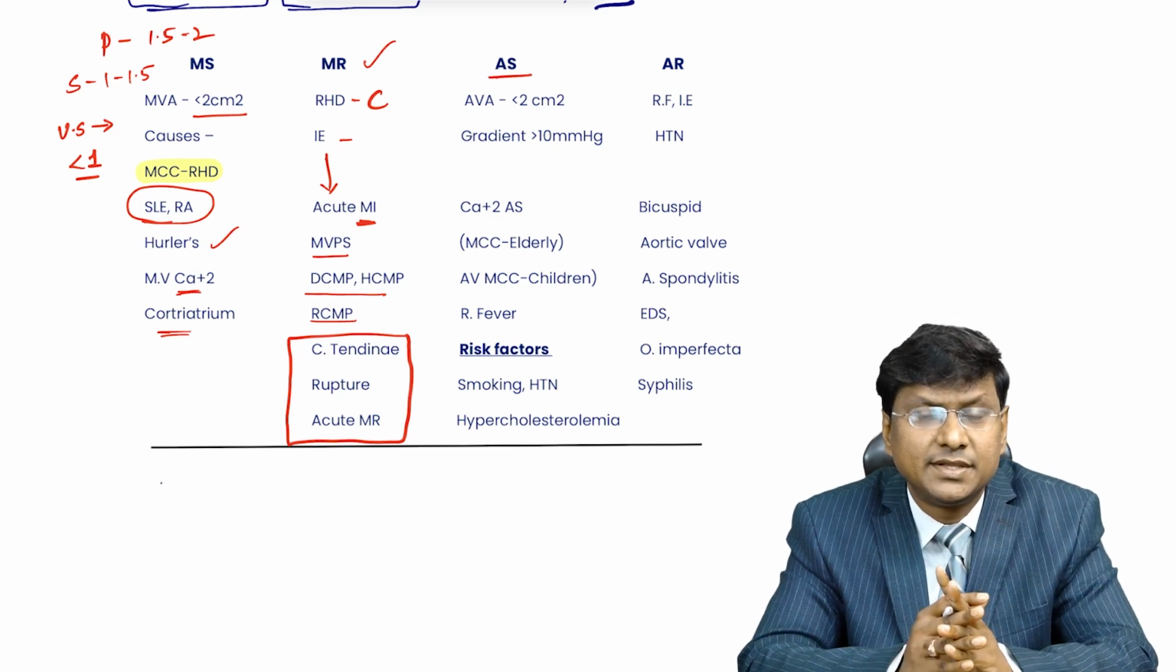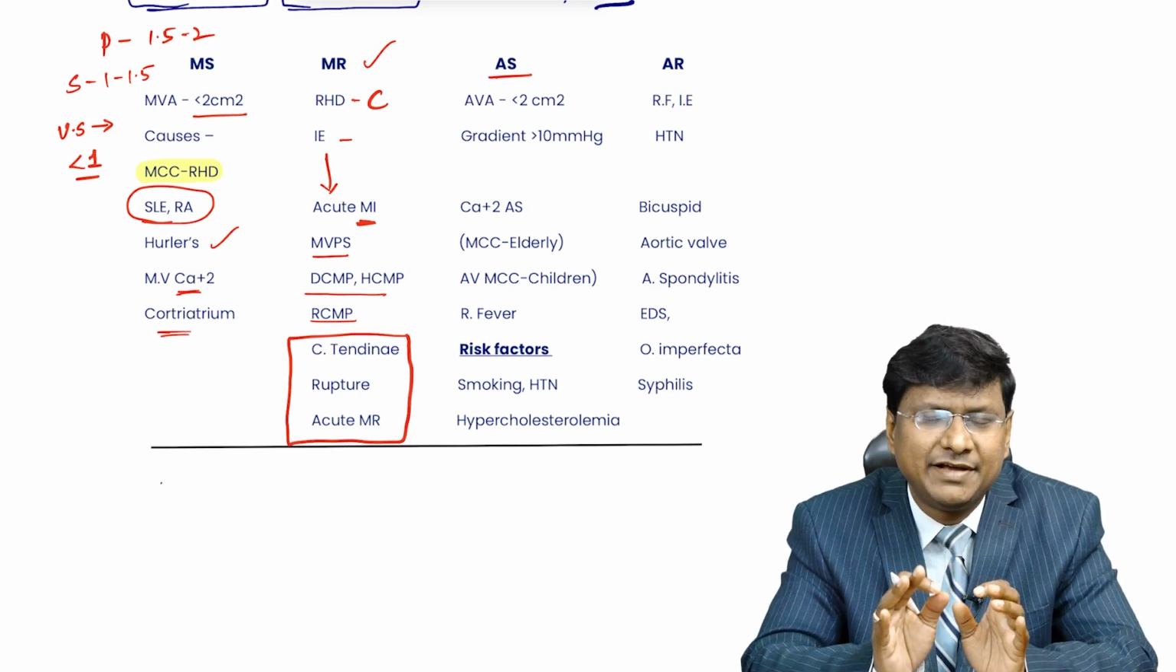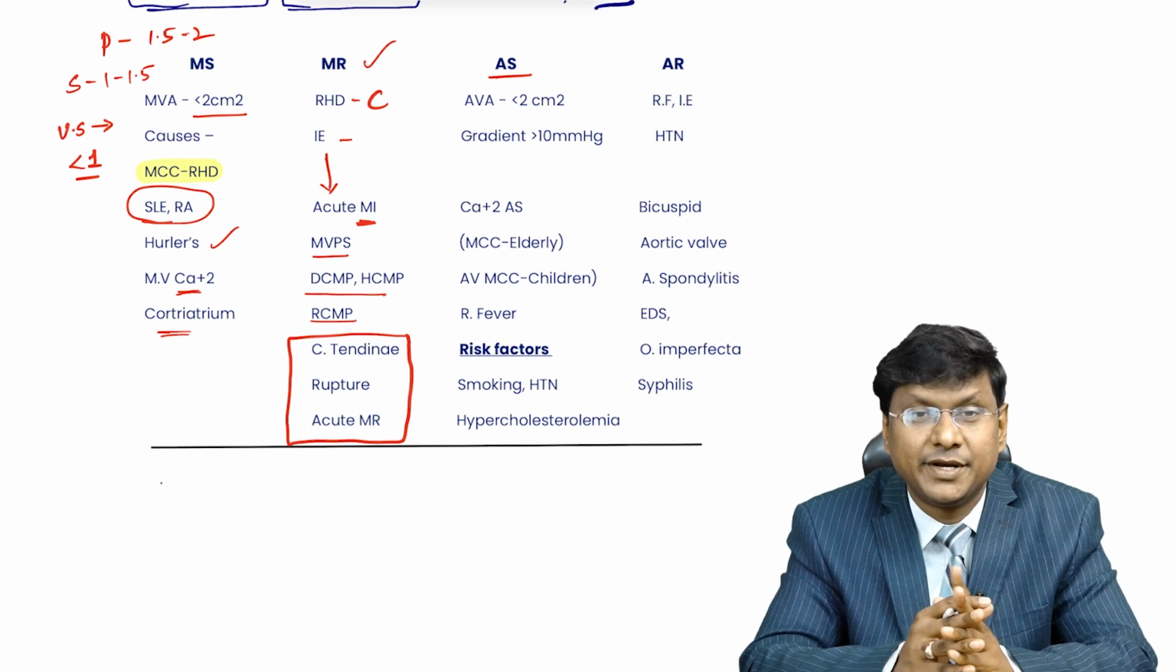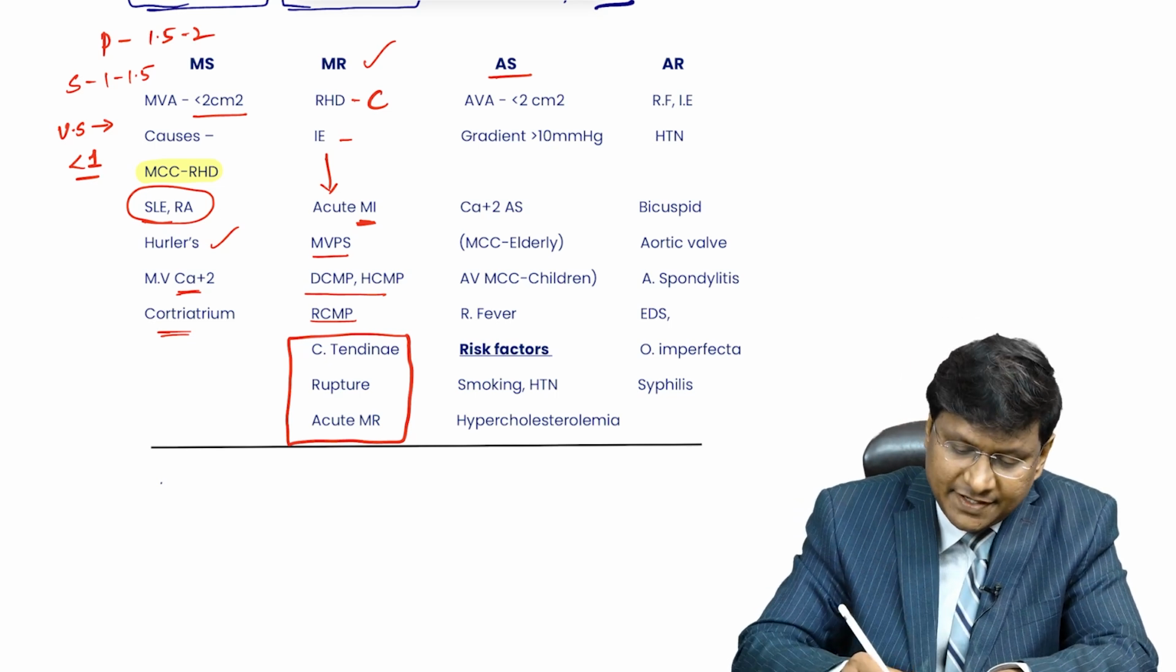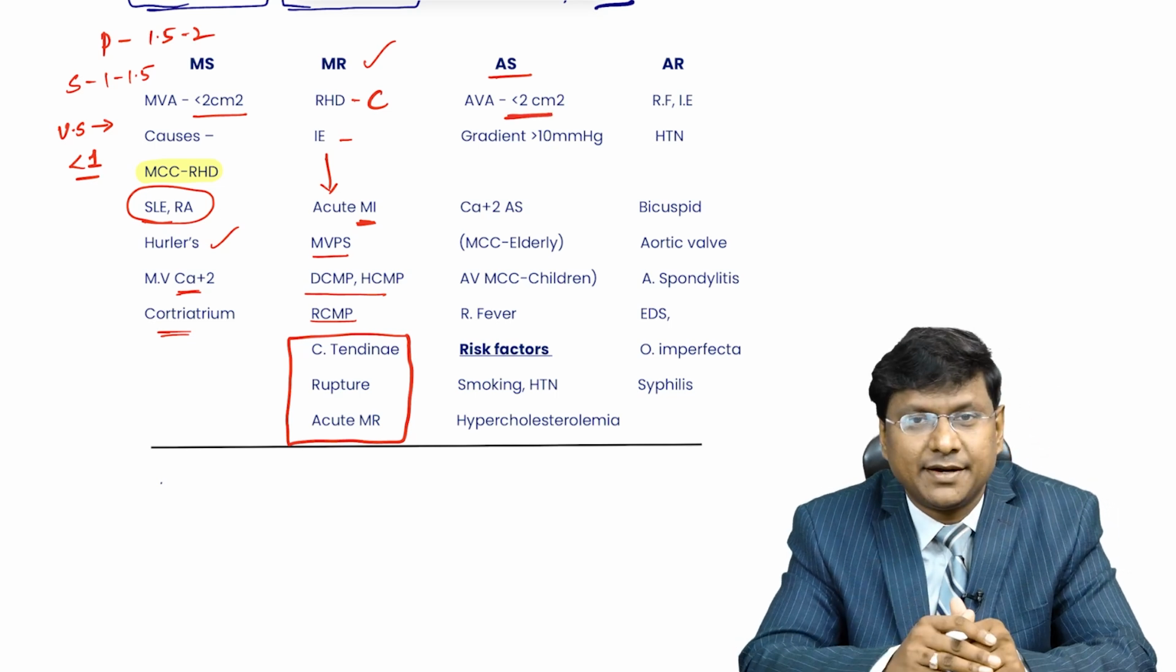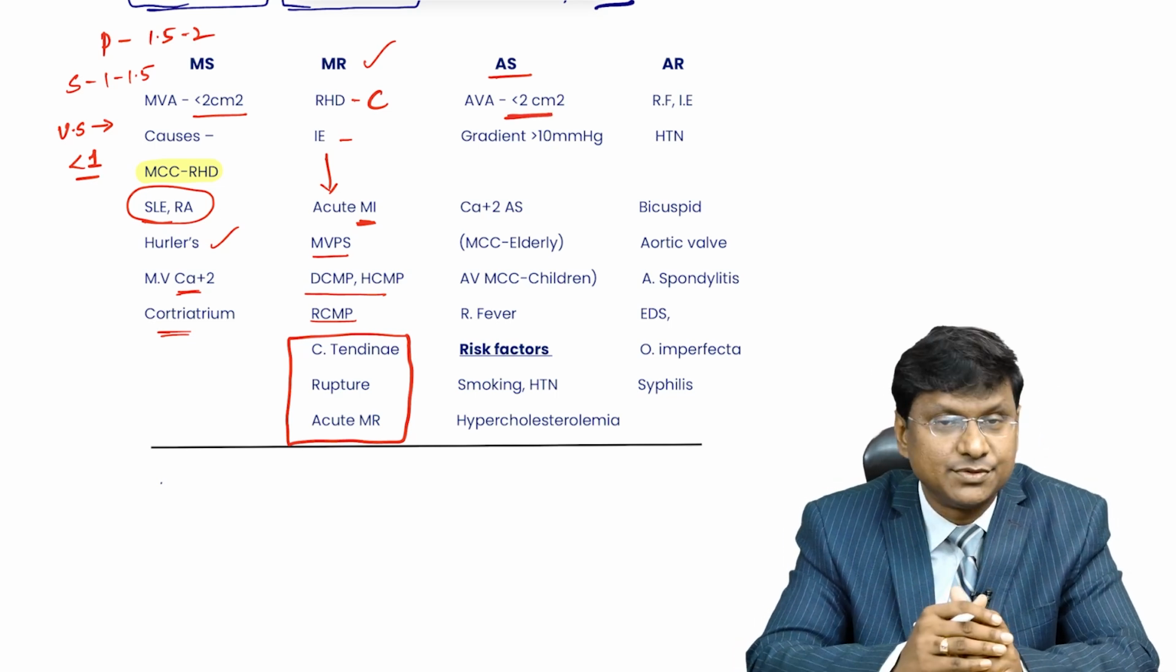So aortic stenosis, the normal valve area is around 3 to 4 centimeters square. When do you call aortic stenosis? If the aortic valve area is less than 2 centimeters square, then we call it aortic stenosis.